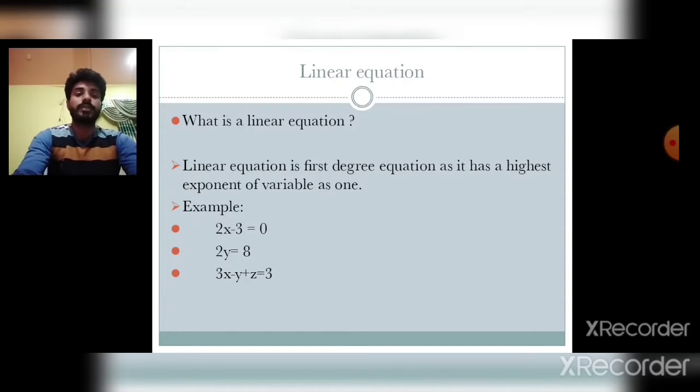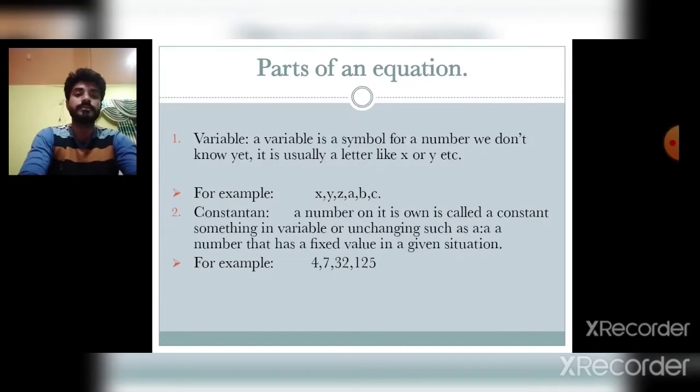What is a linear equation? A linear equation is a first degree equation, as the highest exponent of the variable is 1. For example, 2x - 3 = 0, 2y = 8, 3x - y + z = 3. Parts of an equation.